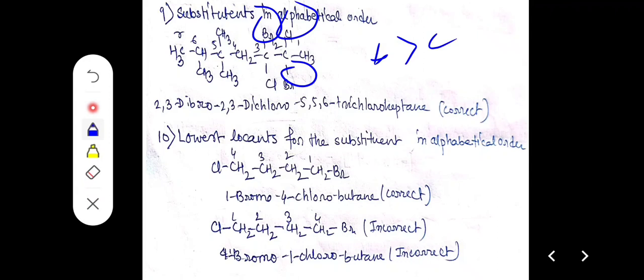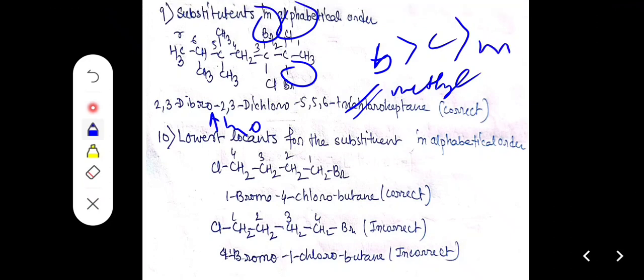So we have to first consider 2,3-dibromo. At the 2 and 3 positions there is a bromo group, so 2,3-dibromo. Okay, then 2,3-dichloro, because B comes first then C. Then we have to write 5,5,6-trimethylheptane, because B comes first, then C, then comes M. So we have to consider 2,3-dibromo, because B comes first, then 2,3-dichloro, then 5,5,6-trimethyl.